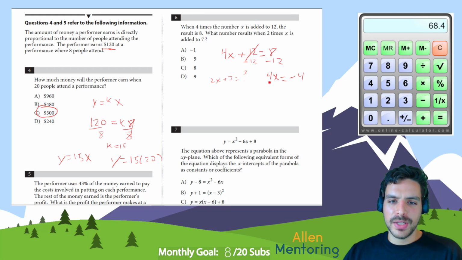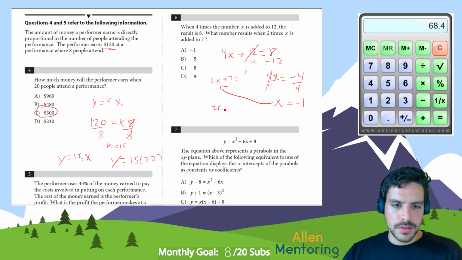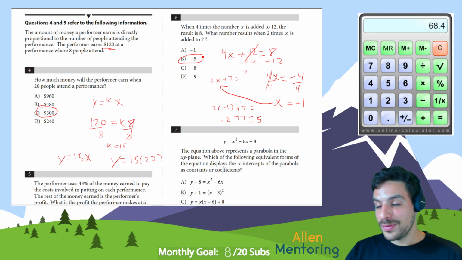And then what's the opposite of multiplying by 4? Dividing by 4. So we're going to divide that. We're going to say x is equal to negative 4 divided by 4, which is negative 1. And so now that we know what x is equal to, we can plug it in here. 2 times negative 1 plus 7 is equal to negative 2 plus 7, equal to 5. Bam.